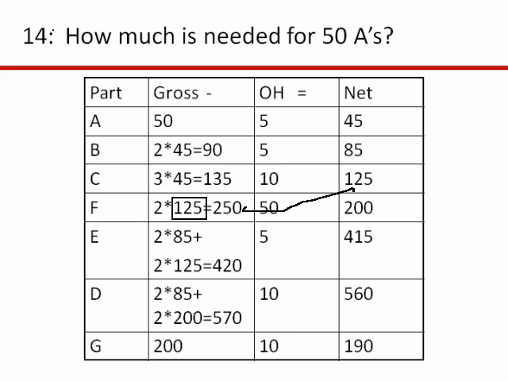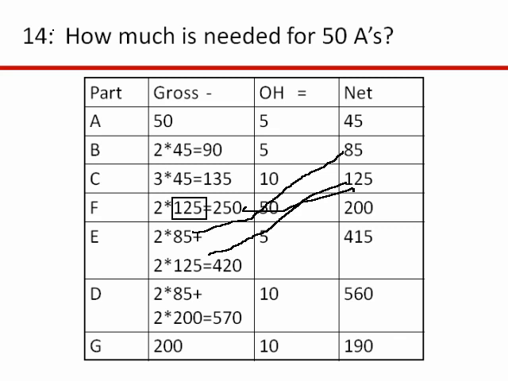And then for the E's, we have 2 E's per B, 2 times 85, plus we have 2 E's per C. So we're going to multiply those together. We get a 420 gross. We have 5 on hand. That gives us 415 net. All right. And again, you keep going along and continuing along this.